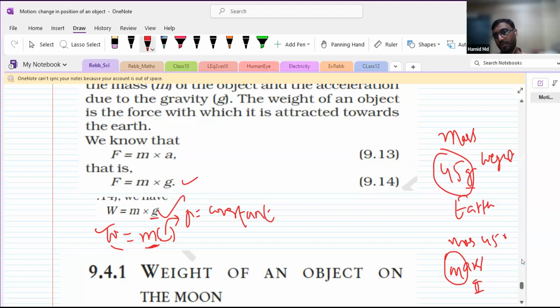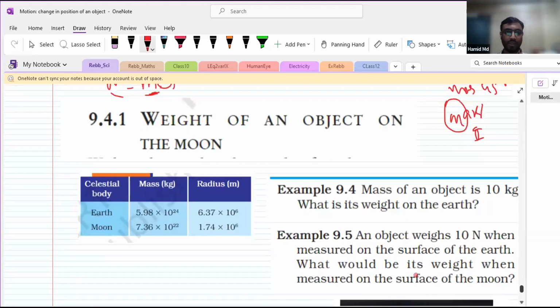So today we will do how it changes. Okay. So we have this data where we are telling you the mass of Earth and mass of Moon.